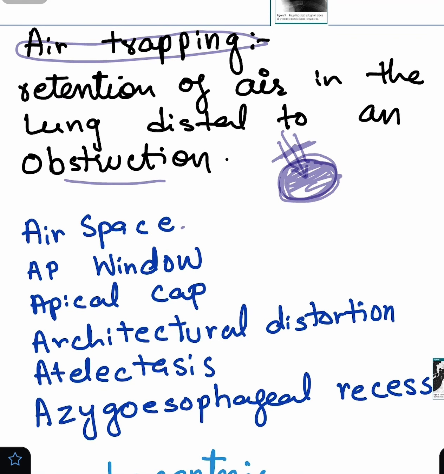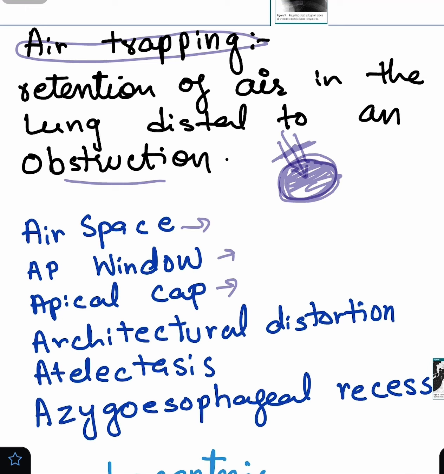There are more terminologies, like air space. Air space is a gas-containing part of the lung containing the respiratory bronchioles but excluding purely conducting airways such as terminal bronchioles. Then there is the aortopulmonary window. It is a mediastinal region bounded anteriorly by the ascending aorta, posteriorly by the descending aorta, cranially by the aortic arch, inferiorly by the left pulmonary artery, and medially by the ligamentum arteriosum, and laterally by the left lung and pleura.